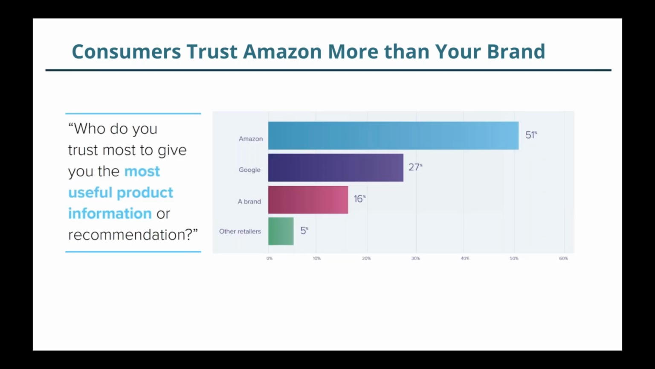So a little bit more research that we've done. This is from a poll that we did of 1,000 online customers earlier this year. And we were trying to get at what drives that trust. What makes them confident enough to click add to cart or to provide their credit card information? And so one of the questions we asked was, who gives you the most useful product information or recommendation? And you can see that by a wide margin, it's Amazon.